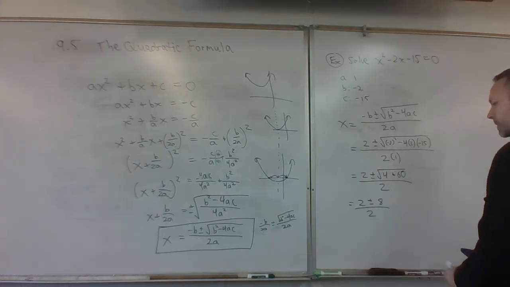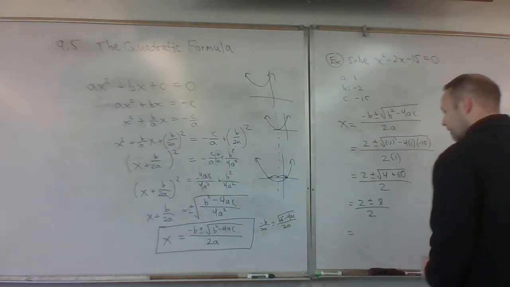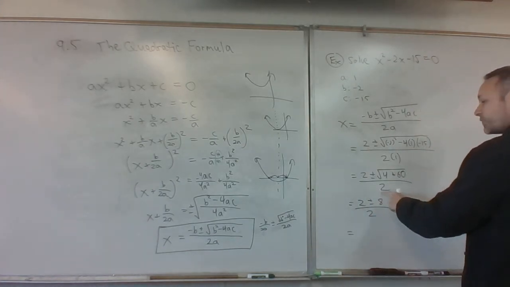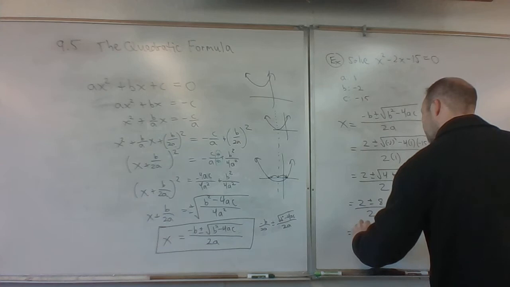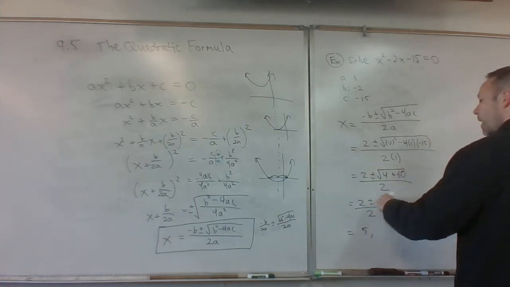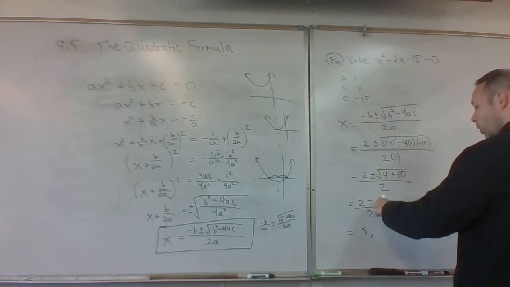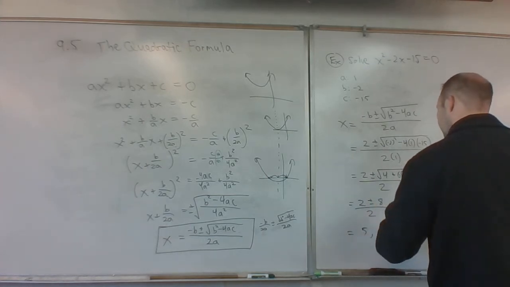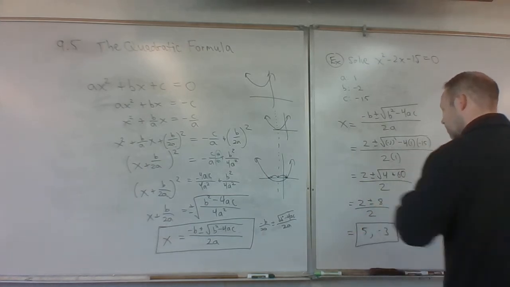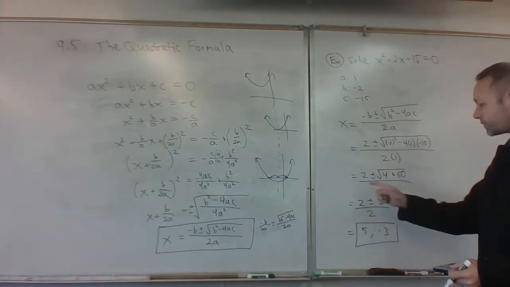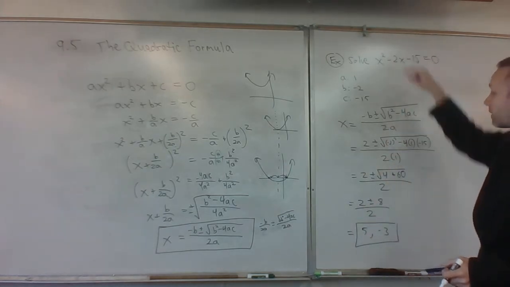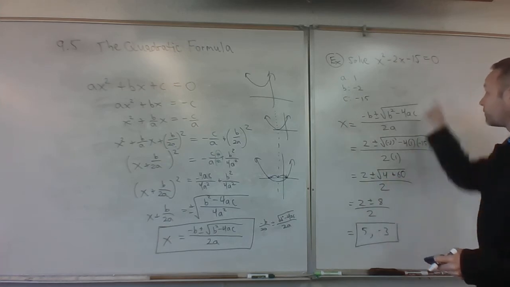Now let's see what that becomes. I'm going to get two different answers here. 2 plus 8 is 10. 10 halves is 5. 2 minus 8 is -6. -6 on top over 2 gives me -3. Those are my two answers. X can be 5 and it'll solve the equation, or X can be -3 and it'll solve the equation.